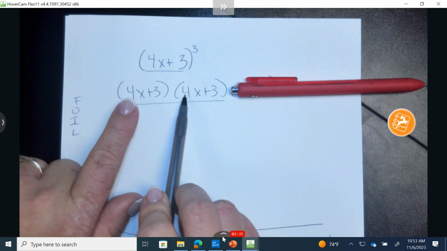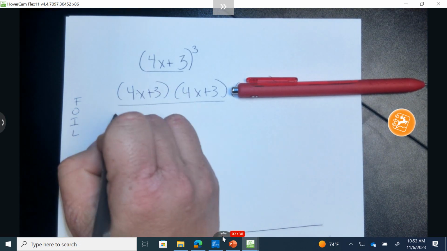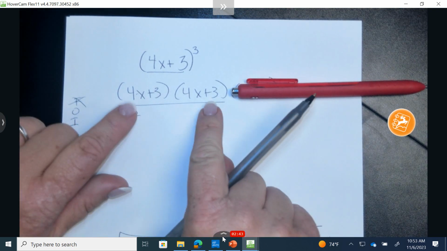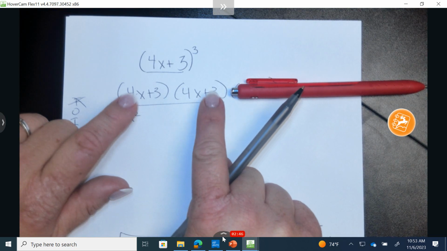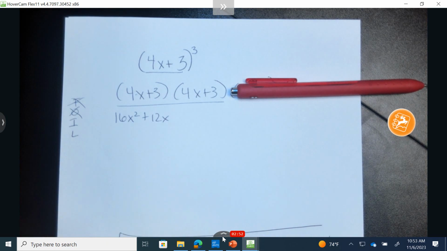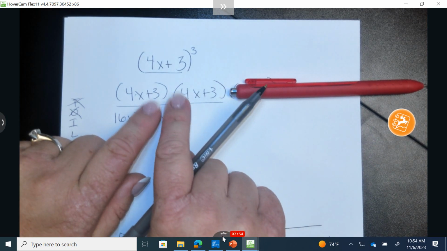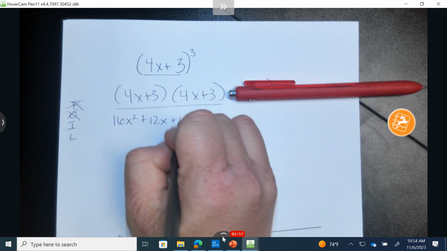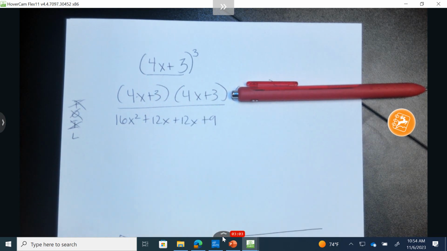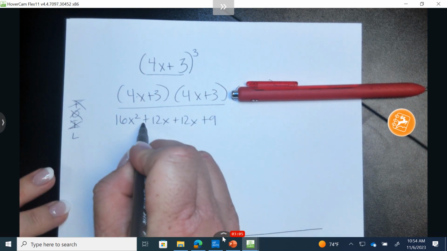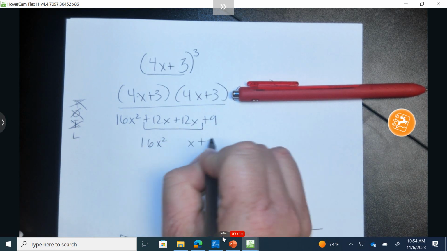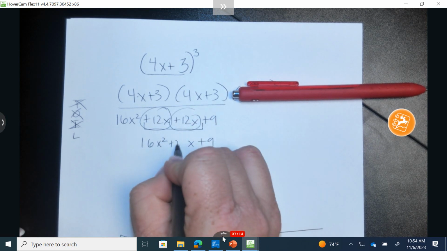Okay, here we go. Multiplying the fronts, 4 times 4 is 16, and there's 2 x's. Done with the fronts. Now I'm going to do the outsides. 3 times 4 is 12, and there's 1x. Done with the outside. Inside, 3 times 4 is 12, and there's 1x. And last, 3 times 3 is 9. Now, out of these 4 terms, the middle 2 are like terms, so I can combine them. I keep the x, and I add 12 plus 12 is 24.